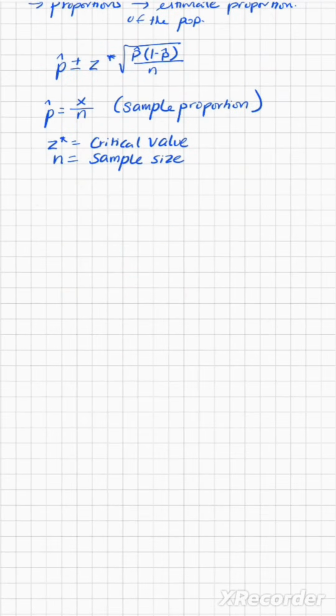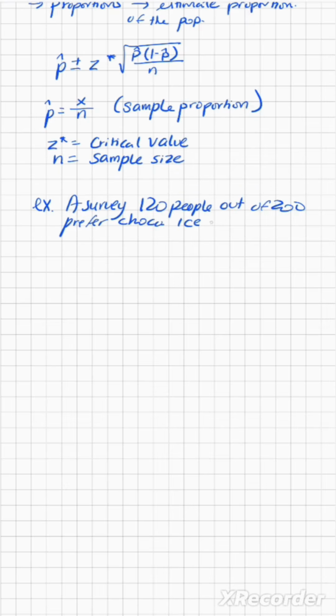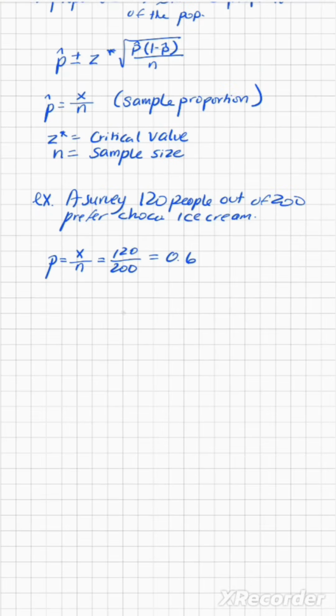Let's have an example. We have a survey that shows that 120 people out of 200 prefer chocolate ice cream. So the formula will be P is equal to X divided by N. So we find the proportion. It's 120 out of 200, which is equal to 0.6. And now we can use the formula for the confidence interval. So we have 0.6 plus or minus Z times the square root of 0.6 times 1 minus 0.6 divided by 200.